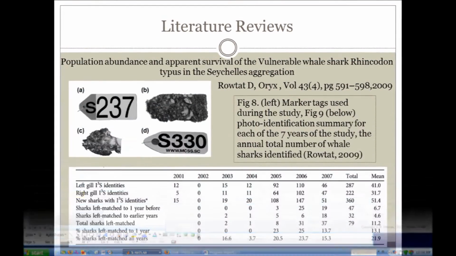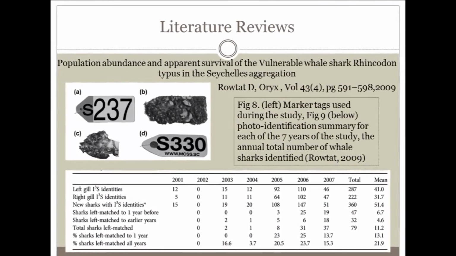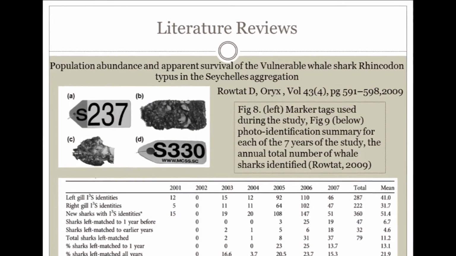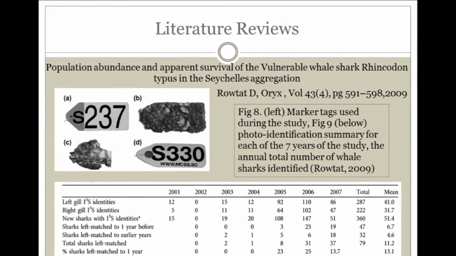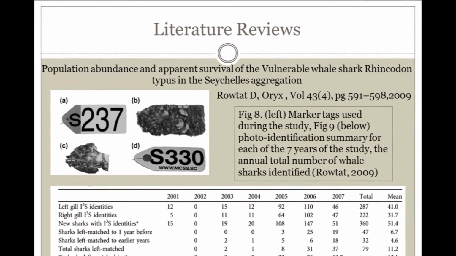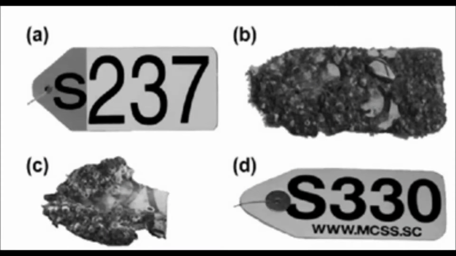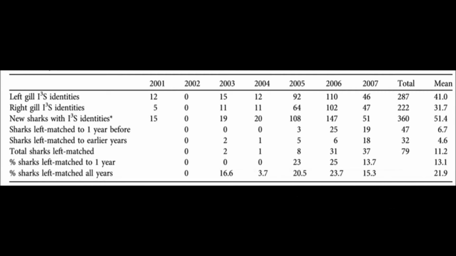David Rotet studied population abundance and apparent survival of the vulnerable whale shark Rhincodon typus in the Seychelles aggregation. He evaluated photographic records over 7 years for estimations of population size and structure. He used I3S Manta for comparing individual spot patterns behind the gills, as well as marker tags on the sharks. The combination of photo identification with marker tagging identified a total of 512 individual sharks over 2001 to 2007.